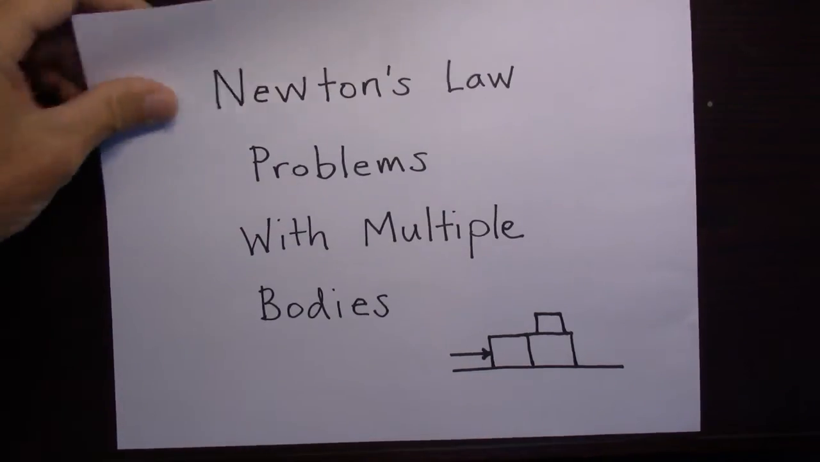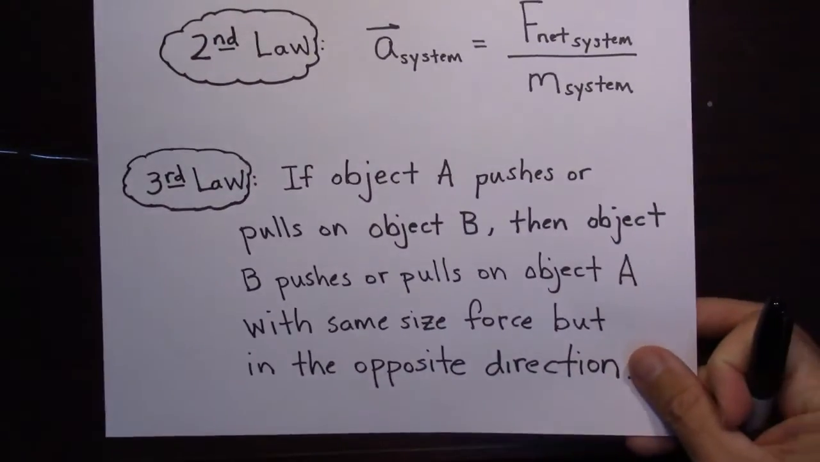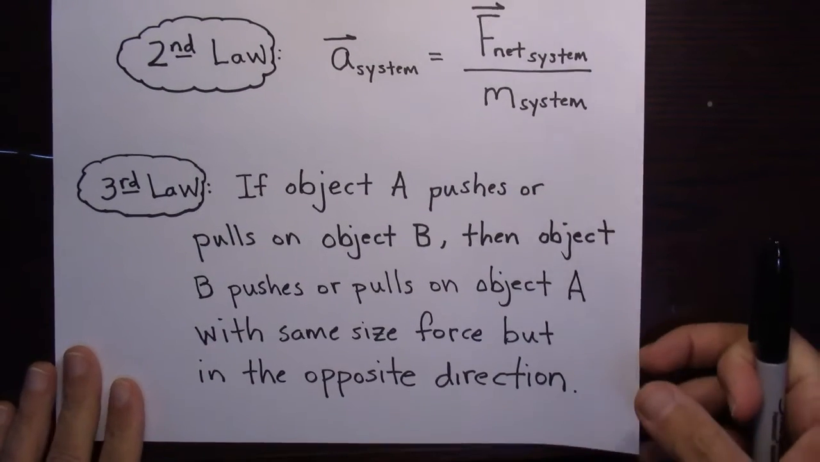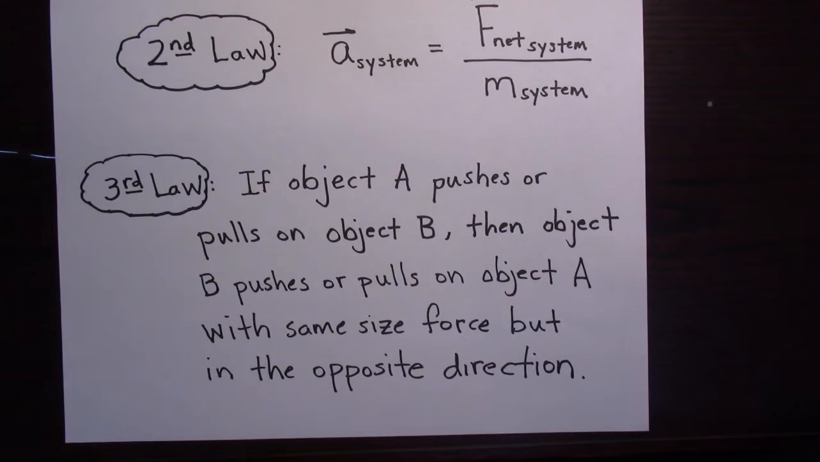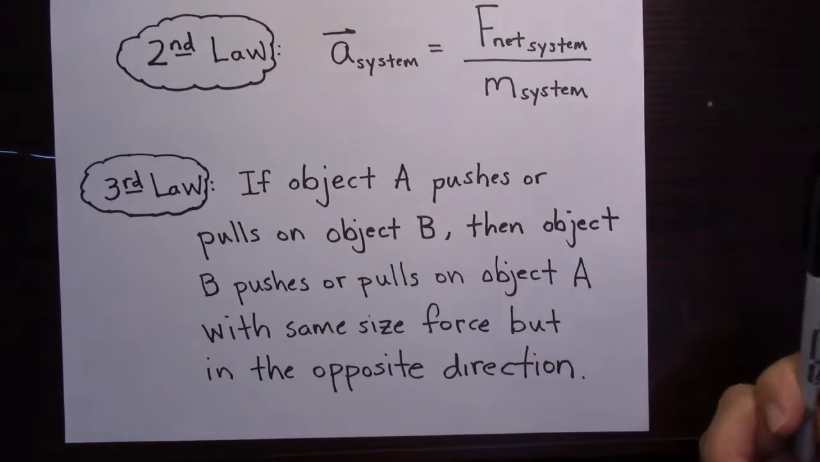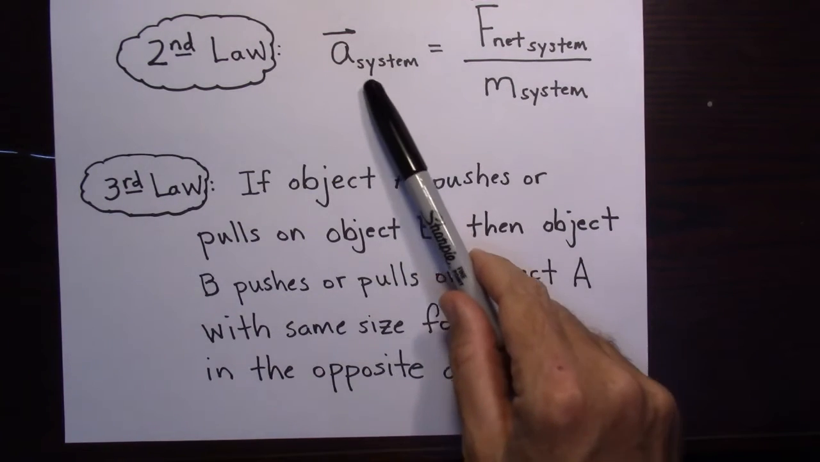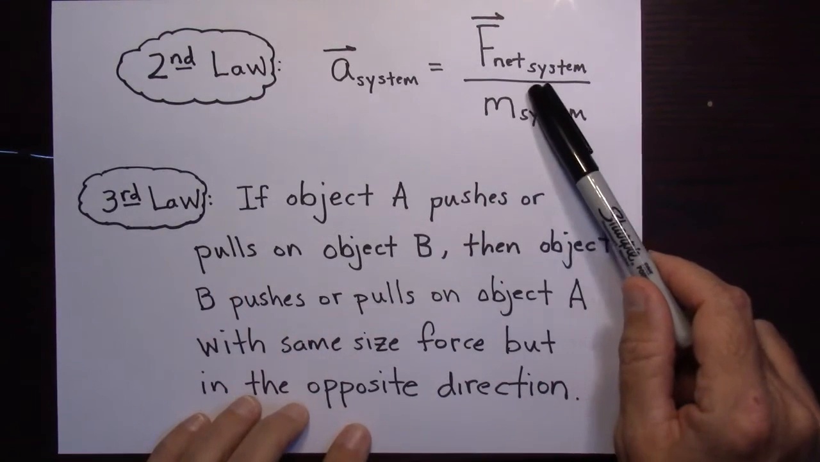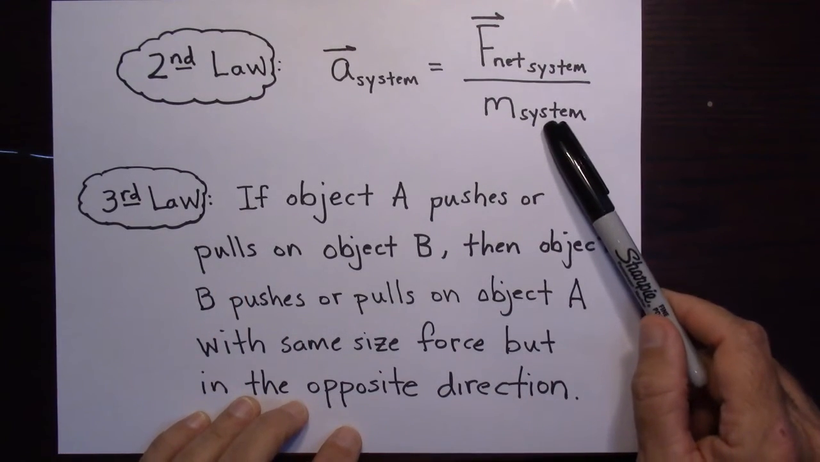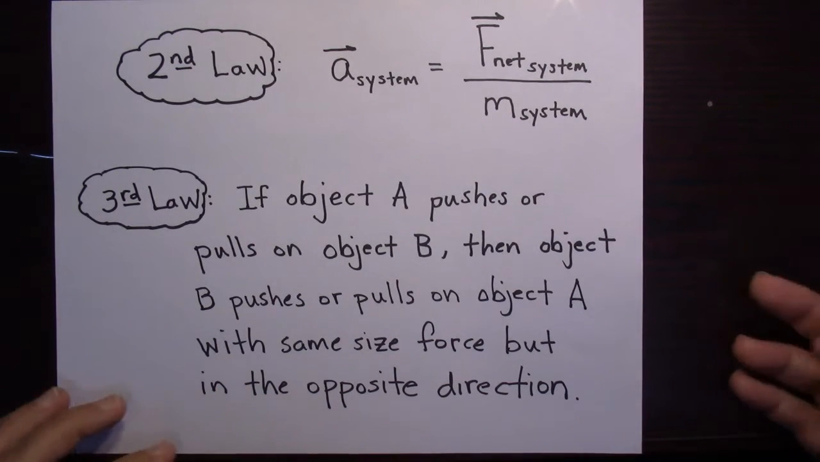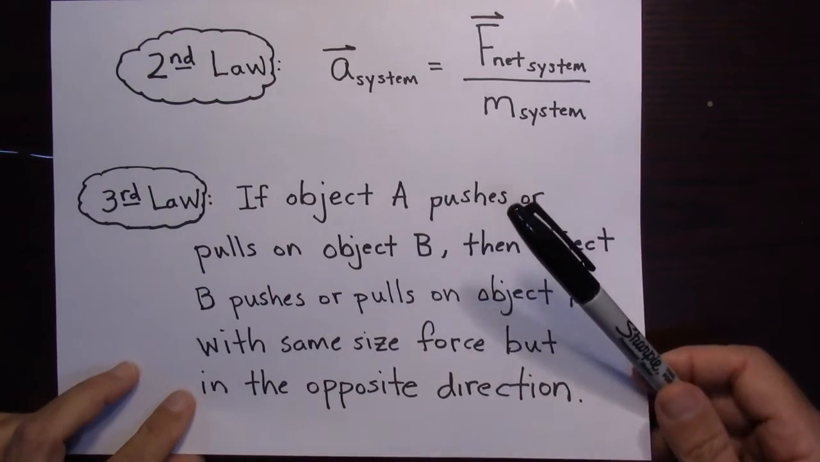To do that, I'm going to use Newton's second law and Newton's third law. Newton's second law, you may know as F net equals ma, and that's what it is. But for this video, I'd like you to look at it as: the acceleration of a system is equal to the net force on the system divided by the mass of the system. We're going to talk about what we mean by a system when we do some of these problems.